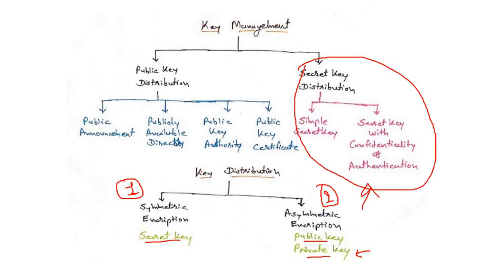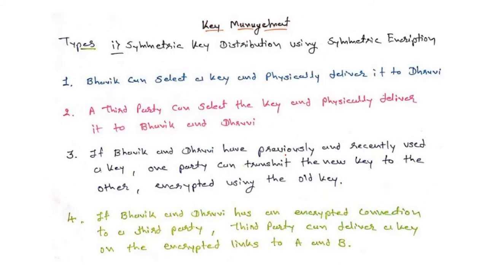And then our third case is public key distribution. Public key distribution can be done in 4 ways: public announcement, publicly available directory, public key authority, and public key certificate. So these are the 4 cases for public key distribution. Let's see one by one. In terms of key management, first we are discussing symmetric key distribution using symmetric encryption. That is our case number 1.